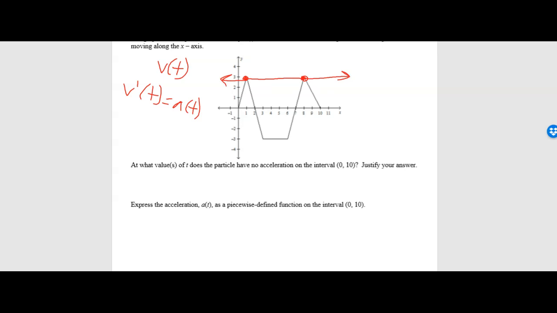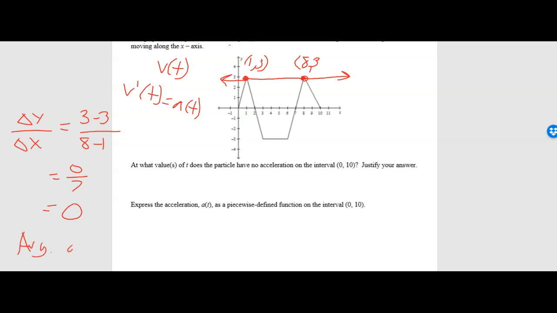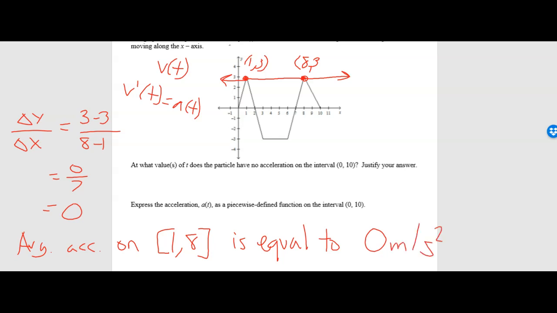This actually makes it a lot easier for us, right? The average acceleration, well, we could go through our slope formula, but I think you know what this slope is going to be. Change in y over change in x, it's going to give me 3 minus 3 all over the quantity 8 minus 1, which is going to give me 0 over 7, which is equal to 0. So the average acceleration on the interval 1 to 8 is equal to 0, and we should have units here because they give them to us, so 0 meters per second squared. Again, if they ask you to find the average acceleration, they're talking about the slope of the secant line, which would be the average of all those, you know, the infinite number of tangent lines that we could draw from 1 to 8.